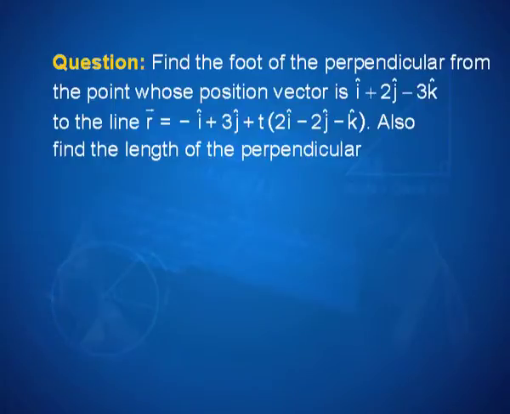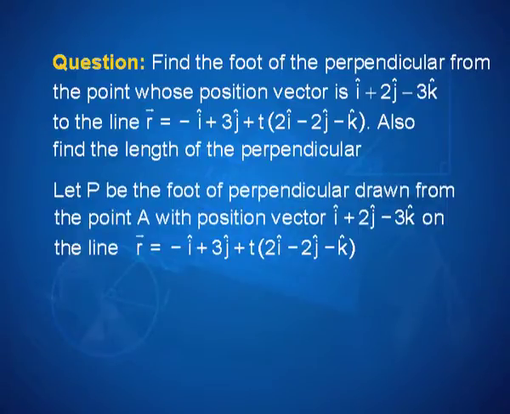The question says: find the foot of the perpendicular from the point whose position vector is i cap plus 2 j cap minus 3 k cap to the line r equal to minus i cap plus 3 j cap plus t times (2 i cap minus 2 j cap minus k cap). We also have to find the length of the perpendicular. So, when you look at this situation, if I take a point A from where the perpendicular is drawn, then I need to find the coordinates or the position vector of the point P.